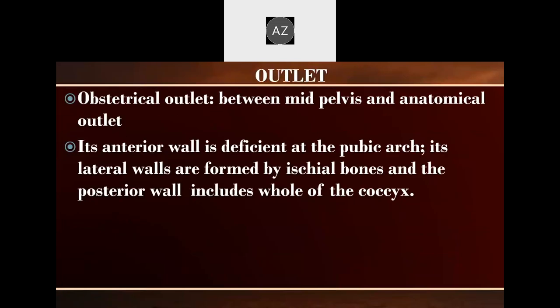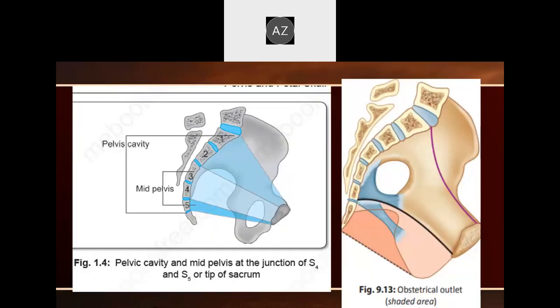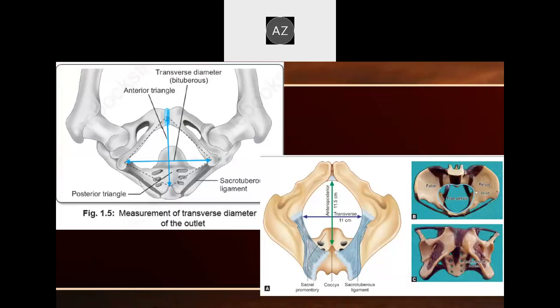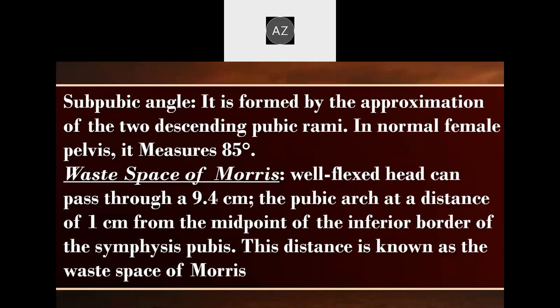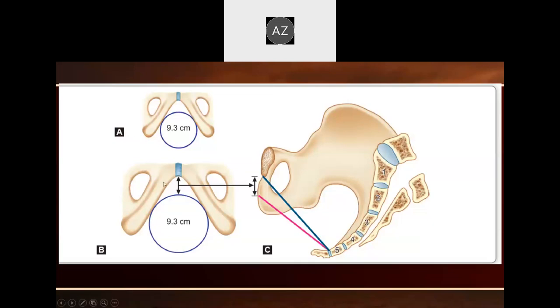So the outlet is usually diamond shape. You can look at it here from below. Transverse diameter is 11 centimeters, anteroposterior diameter is 11.5 centimeters. Then something small about the subpubic angle that we've spoken about. It should be roughly, we say 90, but normally it measures 85. Then the waist space of Morris is the space that is 1 centimeter below the head, where the head of the baby can just fit.